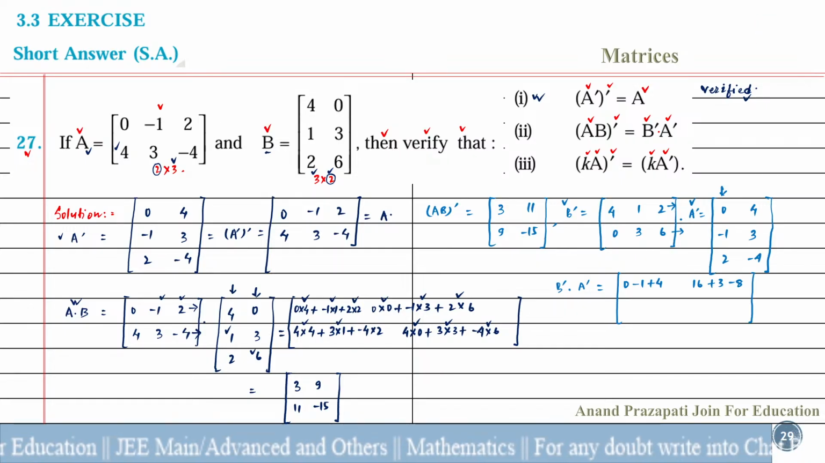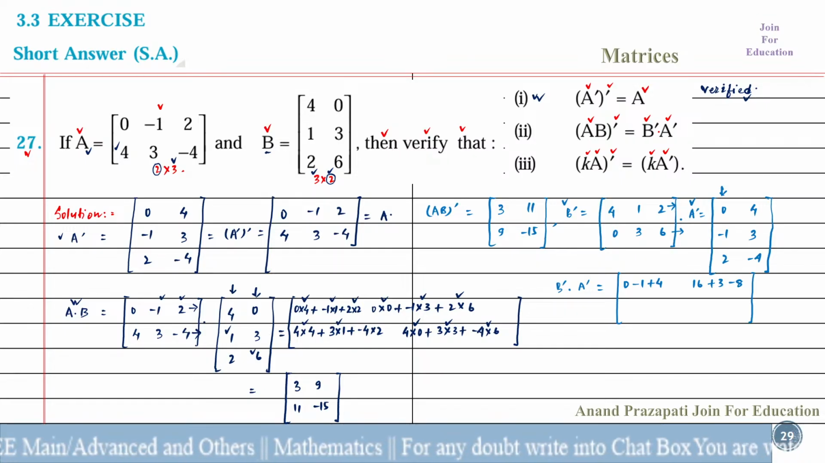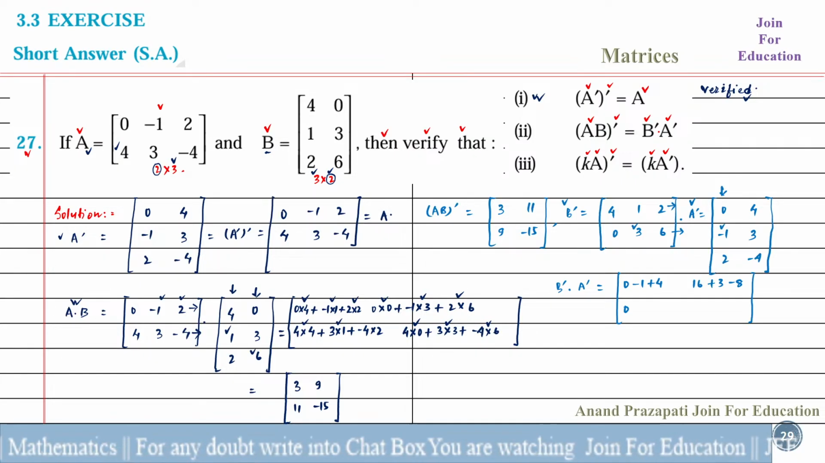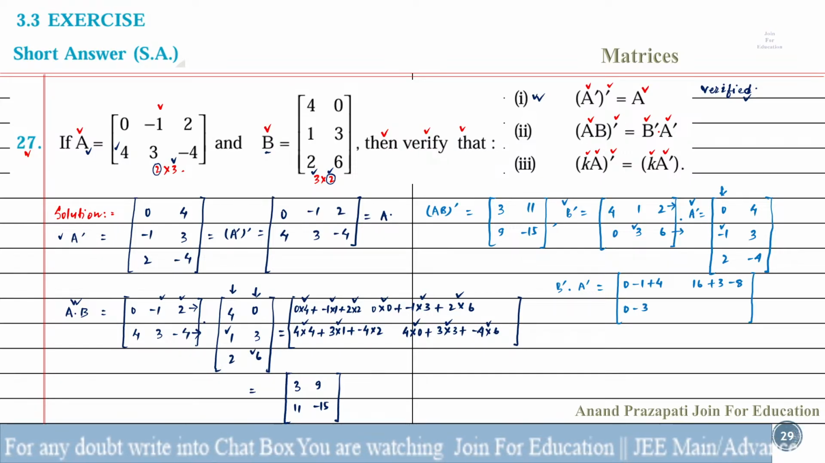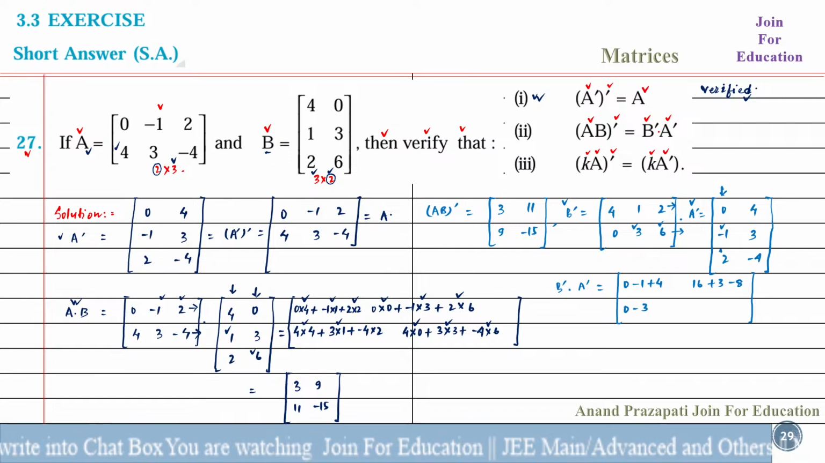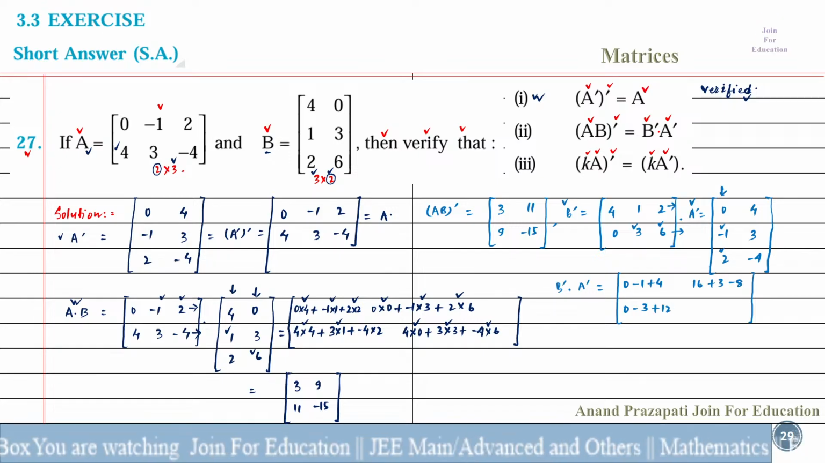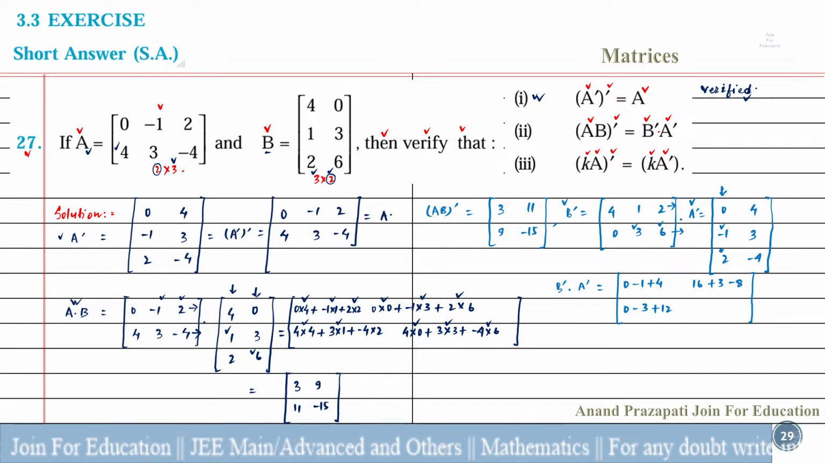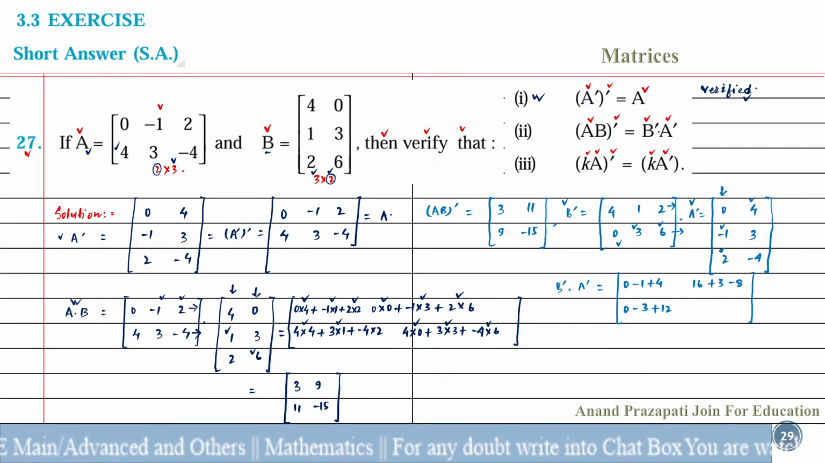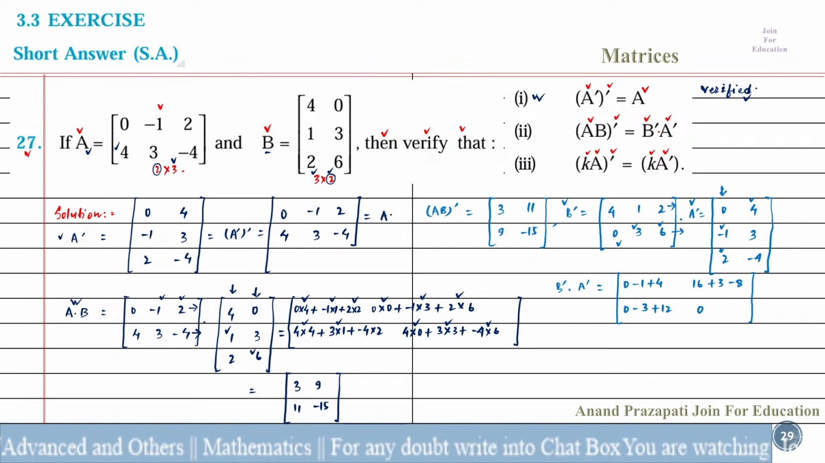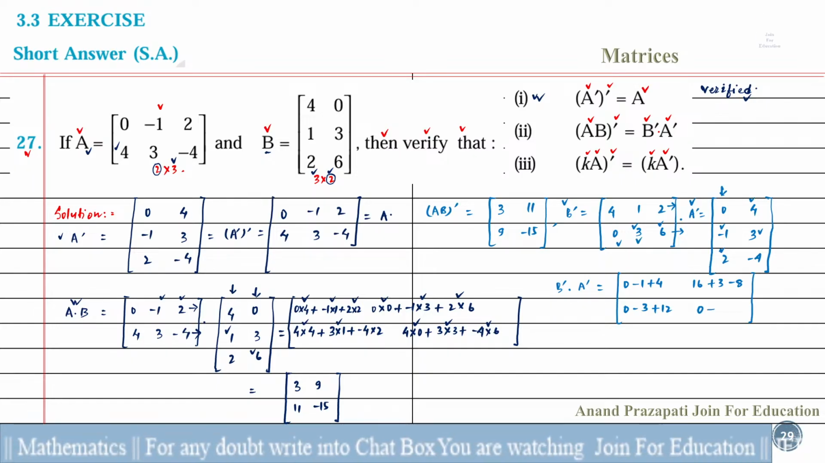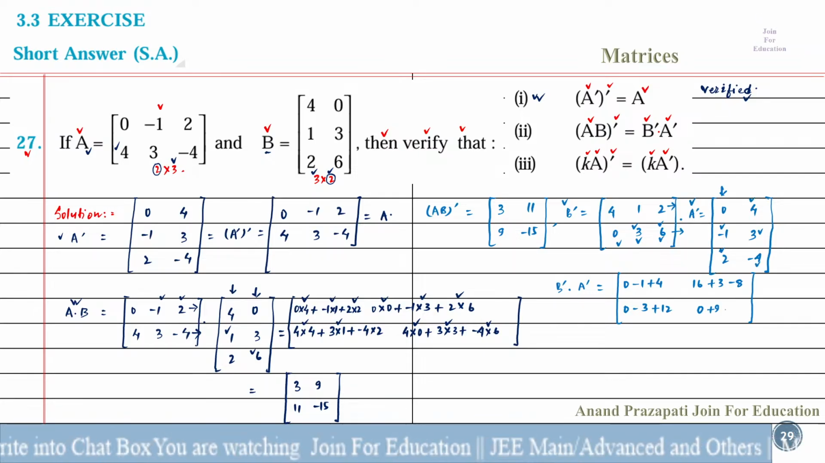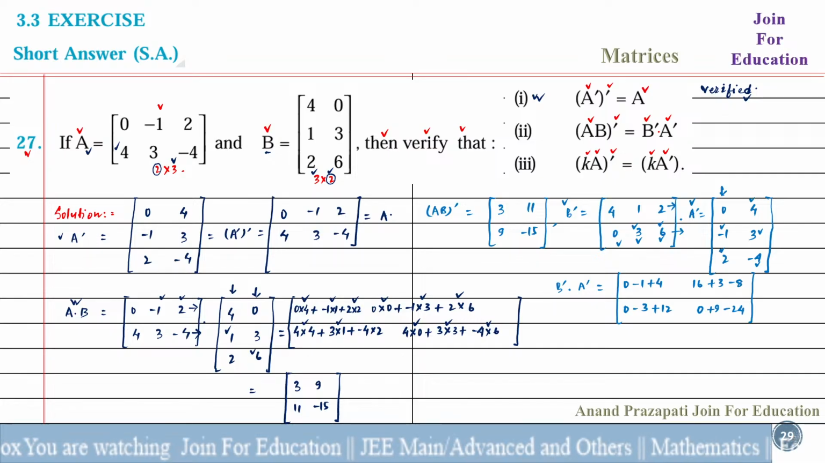Second row by first column, then we get 0 into 0 equal to 0 and 3 into minus 1 equal to minus 3 and 6 into 2 equal to 12. Second row by second column, then we get here 0 into 4 equal to 0 and 3 into 3 equal to 9. So we write down here plus 9 and 6 into minus 4 equal to, we write down here minus 24. So we get here what?